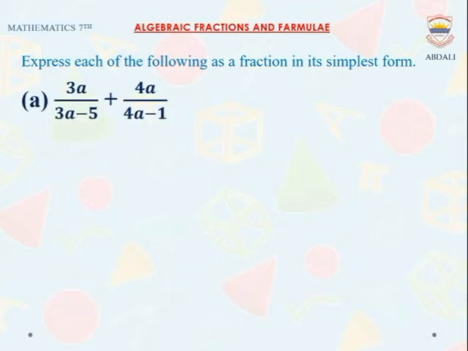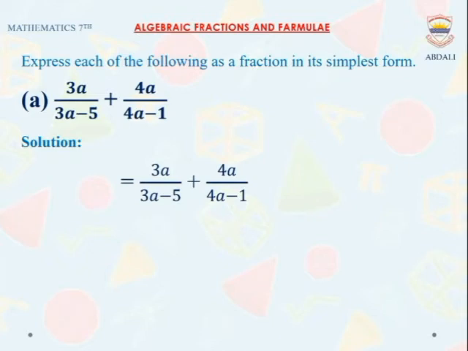Now the next question is, express each of the following as a fraction in its simplest form. The question is 3a by 3a minus 5 plus 4a by 4a minus 1. So let's start our solution. Firstly, we will rewrite our question as it is, and after that we can see that we have to make these fractions like fractions in order to add them.